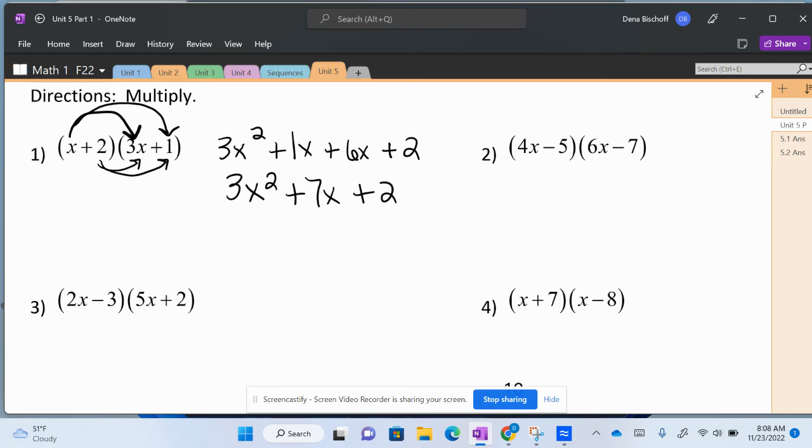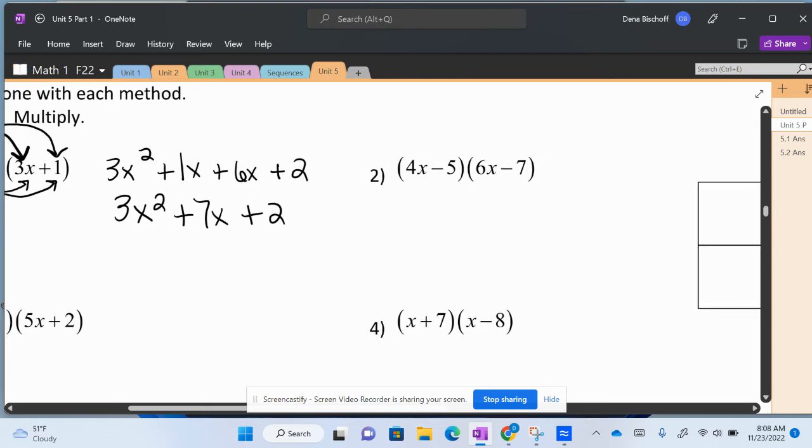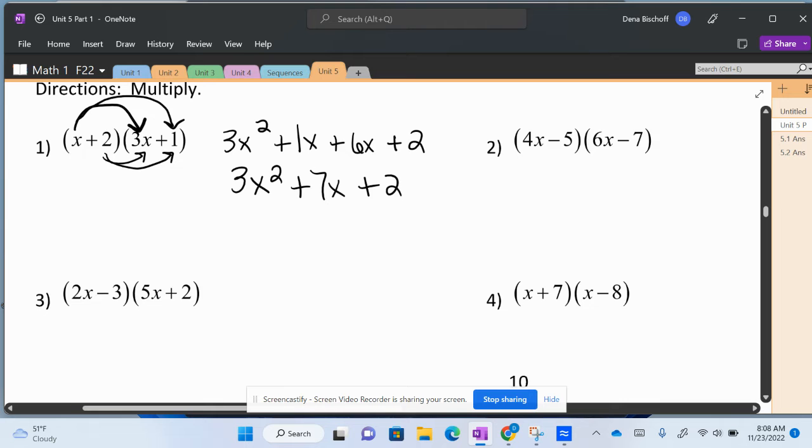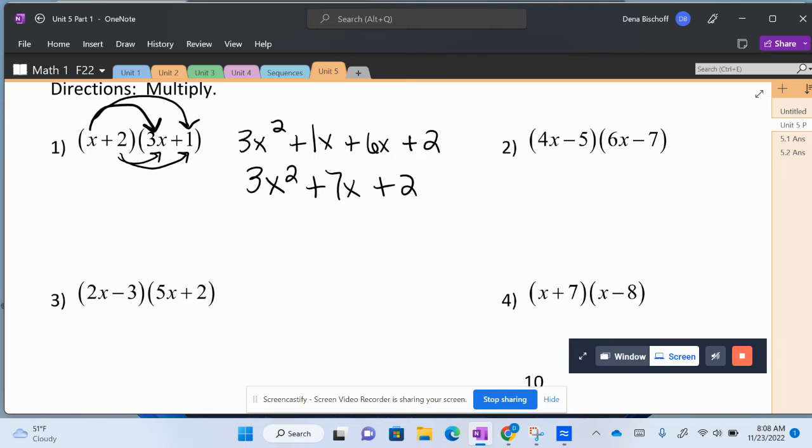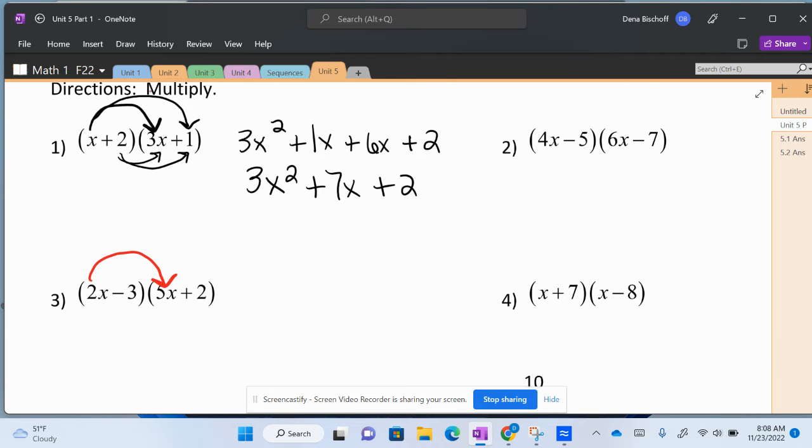I'm going to jump down to number 3 and number 4, and then we'll do number 2 using this little box over here to the side. It's called a factor box. So I'm going to do number 3. Again, I'm going to take the 2x times the 5x. 2 times 5 is 10. X times x is x squared. I'm going to take the 2x times the 2. Well, 2 times 2 is a positive 4 with the x.